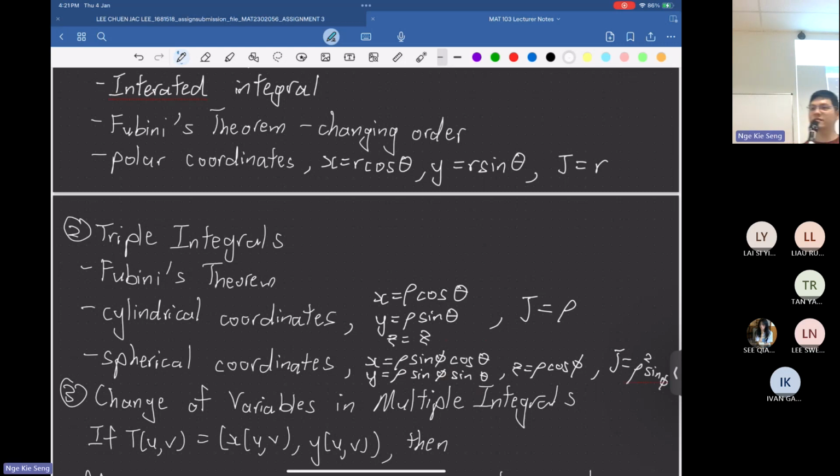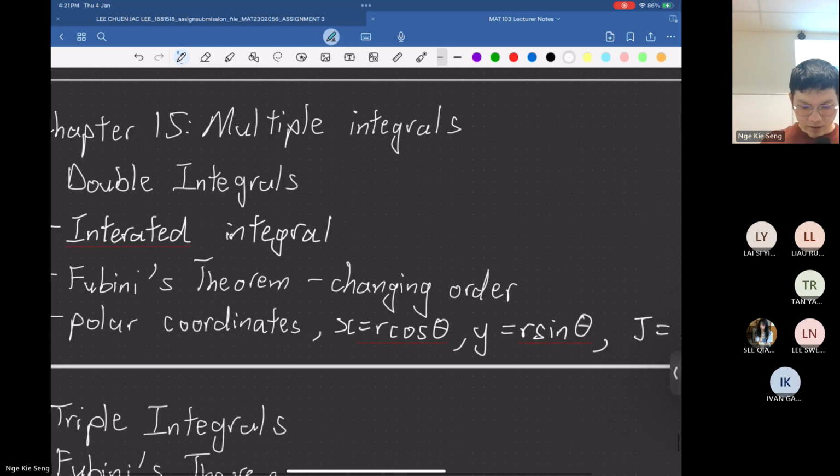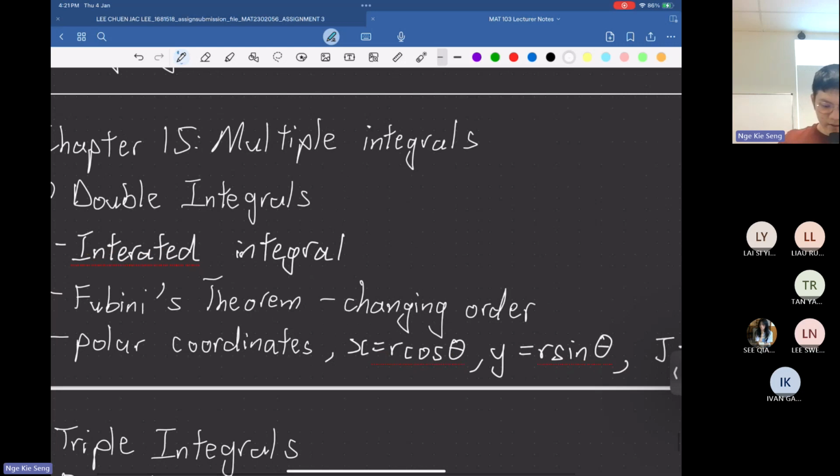Okay, yeah, Kingston. Iterated integral? You don't remember? Iterated integral. So iterated integral is like the example.